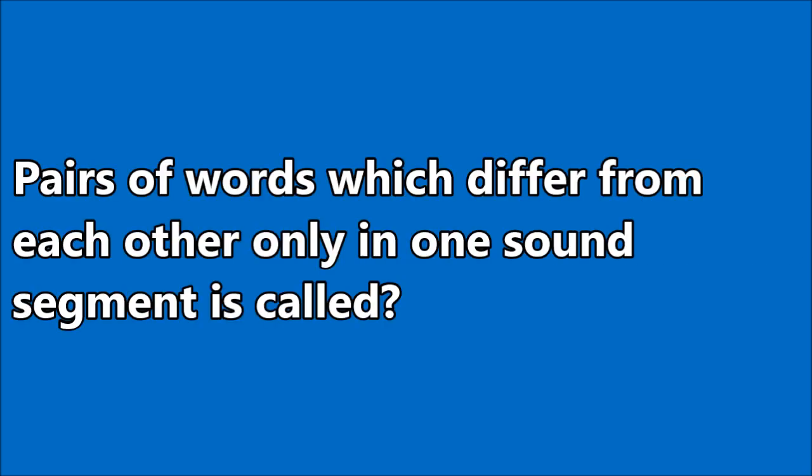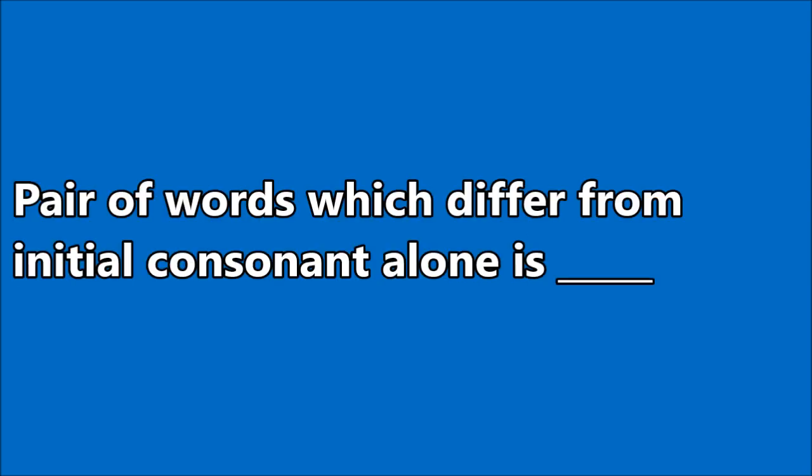Phonemes are also known as minimal units. Next question. Pairs of words which differ from each other only in one sound segment are called dash. The answer is minimal pairs. Next question. Pair of words which differ in the initial consonant alone is called minimal pairs.